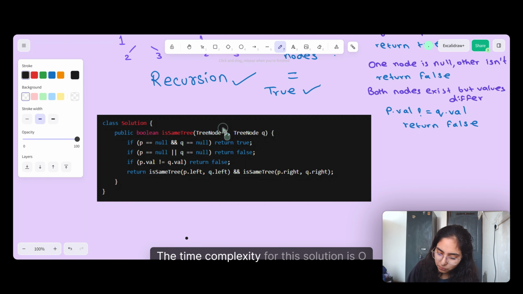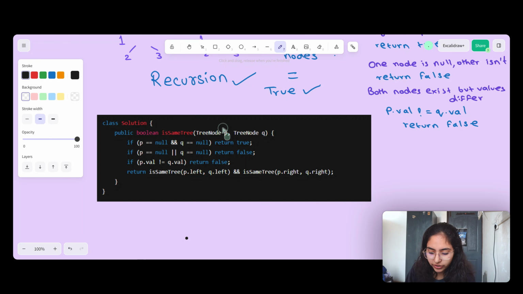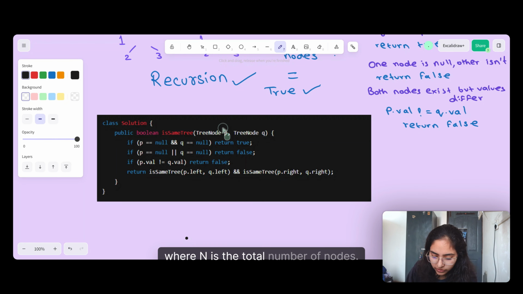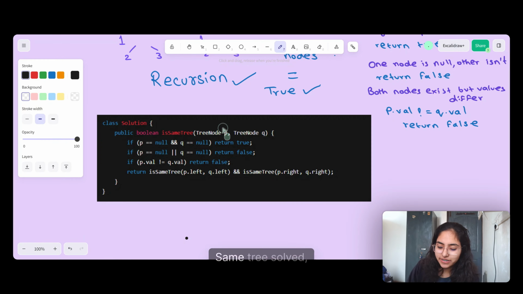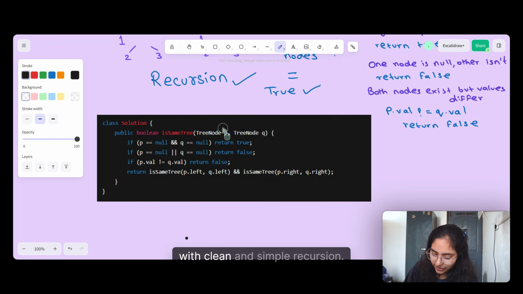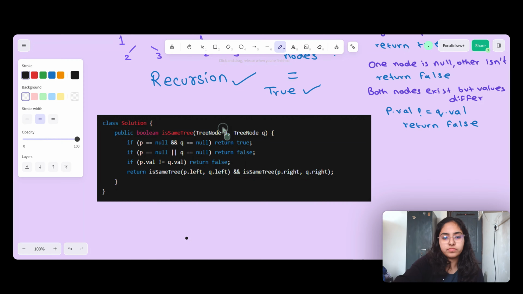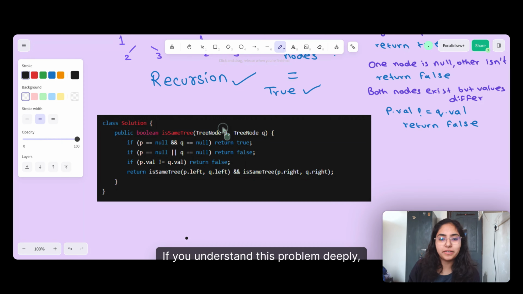That's it. The time complexity for this solution is O of n, where n is the total number of nodes. Space complexity is O of h, where h is the height of the tree. Clean and simple recursion. If you understand this problem deeply, you have basically nailed the recursive pattern for many other tree problems too.